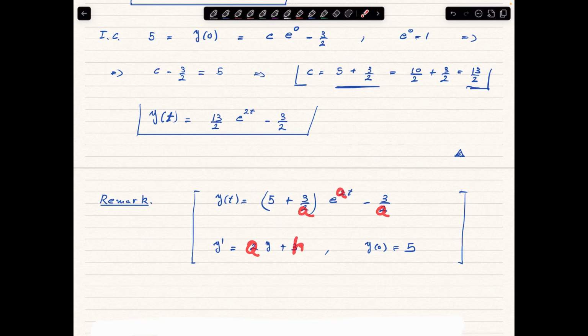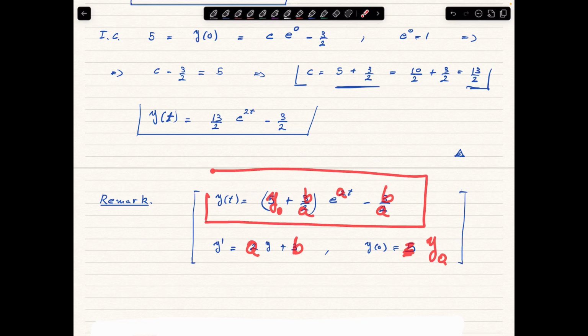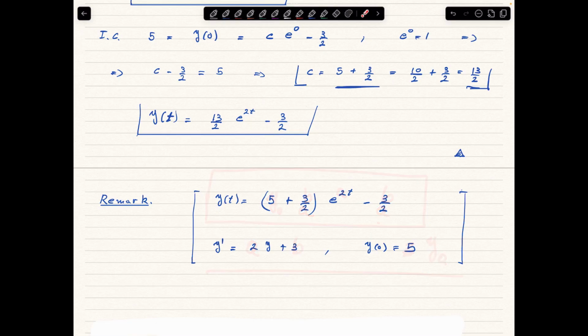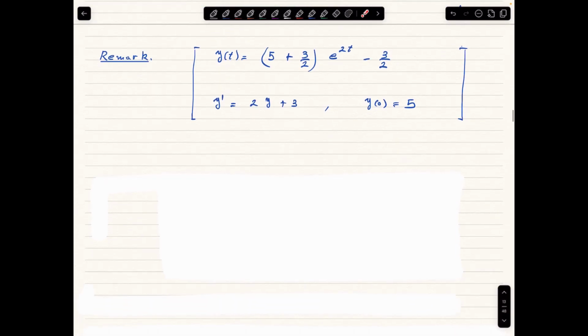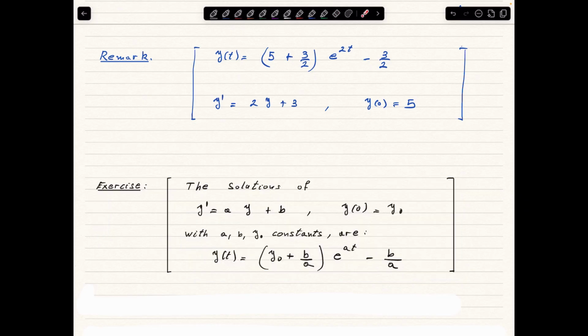Then if we change the 3 into a b, then here we are going to have a b, here we are going to have a b. And if this 5 is changed into some arbitrary initial condition, then the initial condition is going to be here. And this is going to be the formula for the solution in general for this problem. So it's very easy to prove. Just repeat the calculation with these changes, and we are going to have the following formula. When you have an arbitrary constant here, here, and an initial condition, this is the solution of that problem.